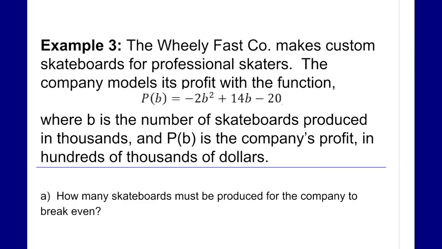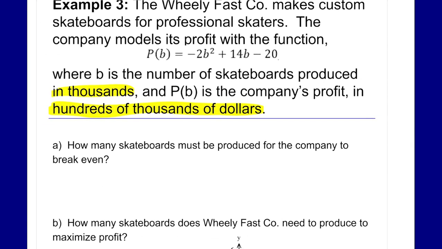Now, those two little statements are key when we're talking about our answers or what our values tell us. It might be just 1 or 2, but it actually means 200,000 or 2,000, depending on what we're looking at. So how many skateboards must be produced for the company to break even? Break even may be a new term, but essentially that means that our profit is 0.